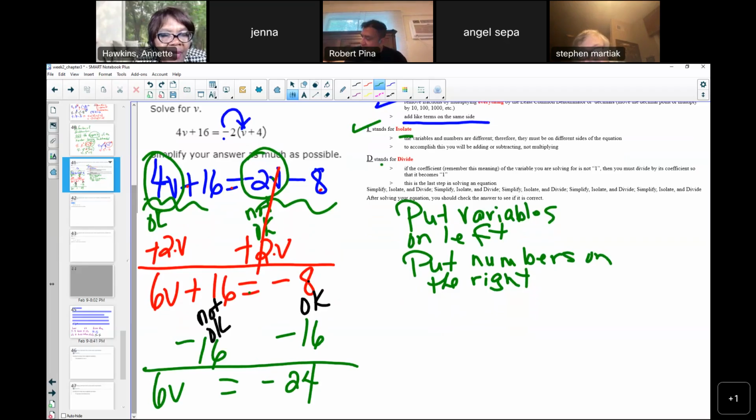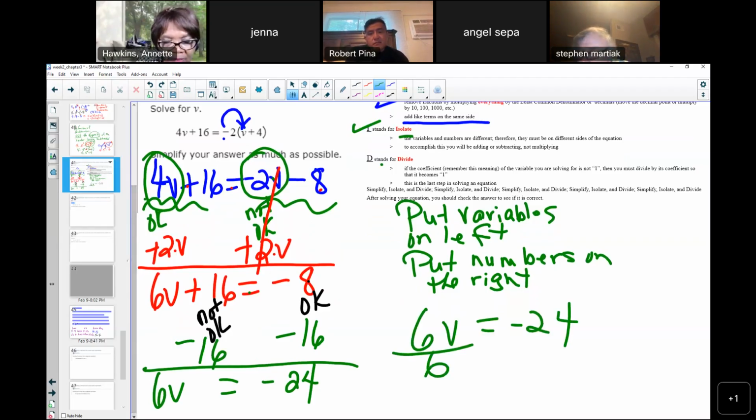You're going to divide by the coefficient of your variable if it is not 1, okay? All right, so because this coefficient is not 1, I'm going to divide both sides by 6. And then v equals -4. Once you solve your equation, then you can go back and check it.